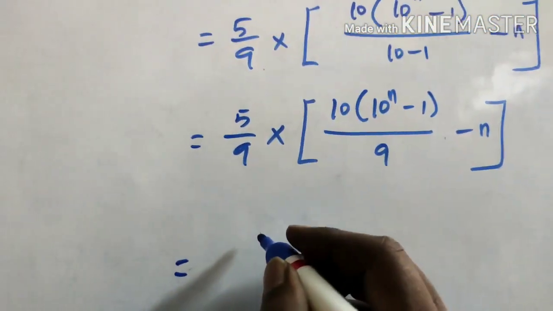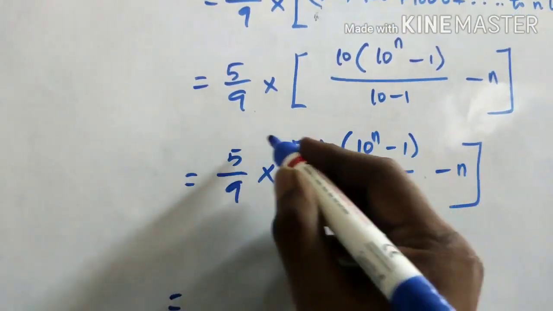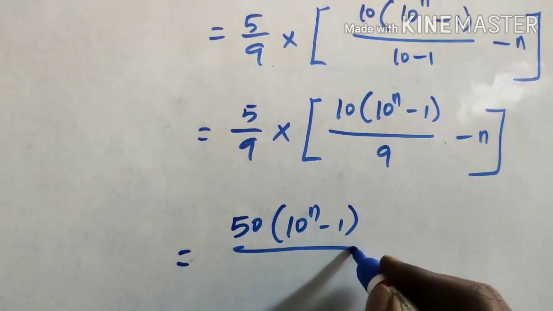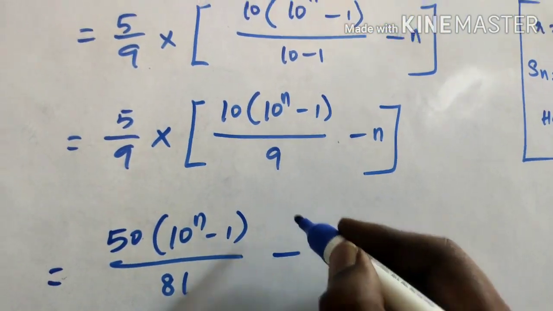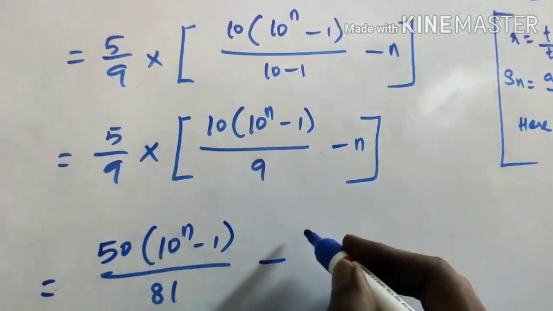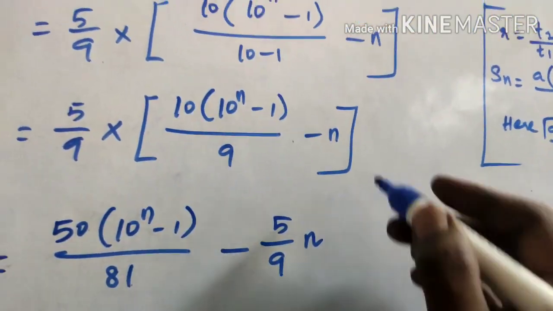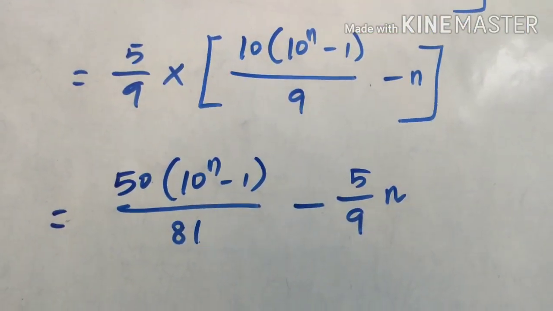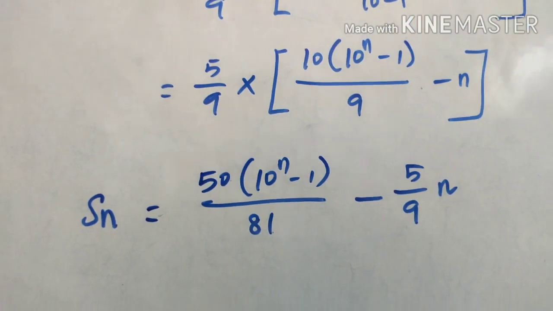See here, first to multiply 5 tens are 50 into 10 power n minus 1 by 9 nines are 81, minus 5 by 9 into n, that's all. Okay, this is just a variable. So 5 by 9 into n, that's all. Okay, so this is the final answer.